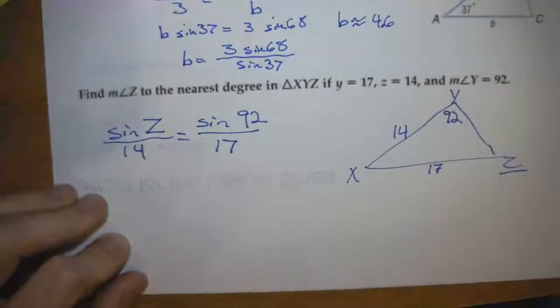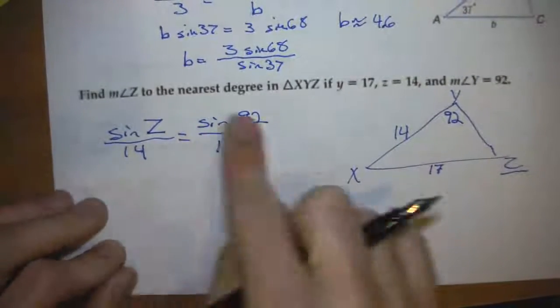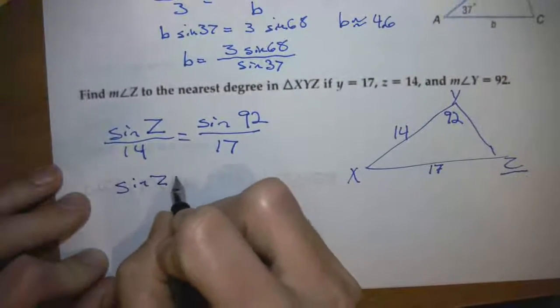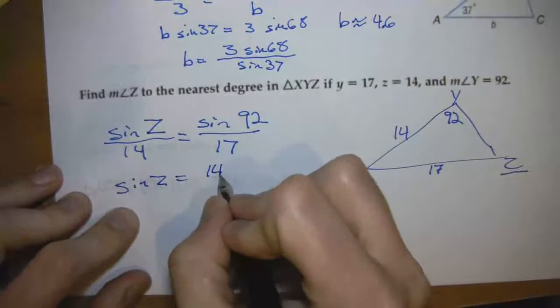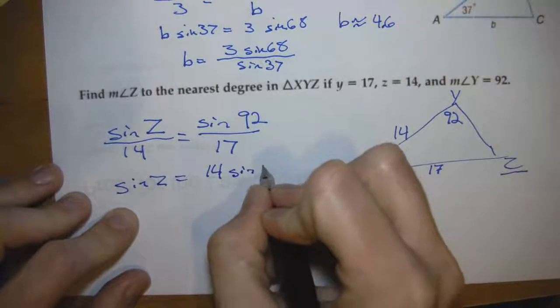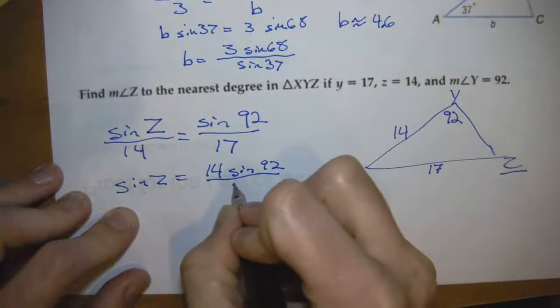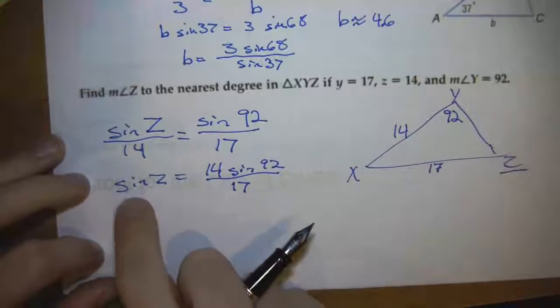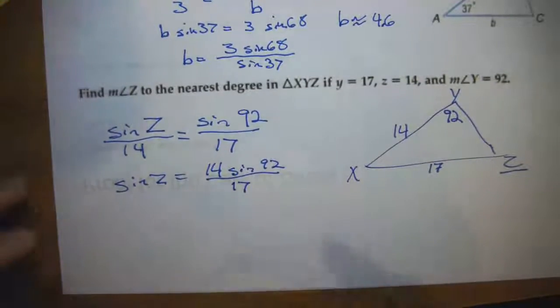I need to get rid of that 14. So the first thing I'm going to do is multiply both sides by 14. So I have sine of Z is equal to 14 sine of 92 over 17. Excellent. The next thing we're going to do is we got to get rid of the sine. So remember, to do that, we'll use the inverse of sine.